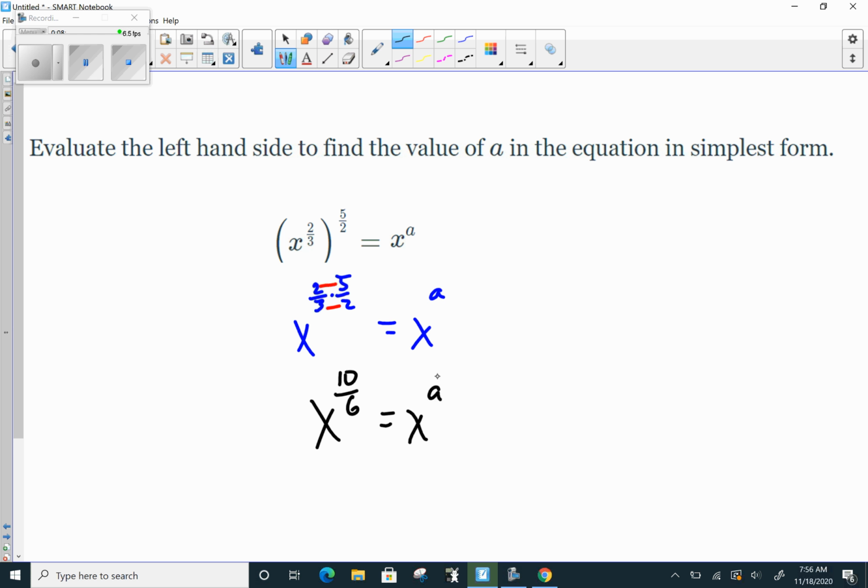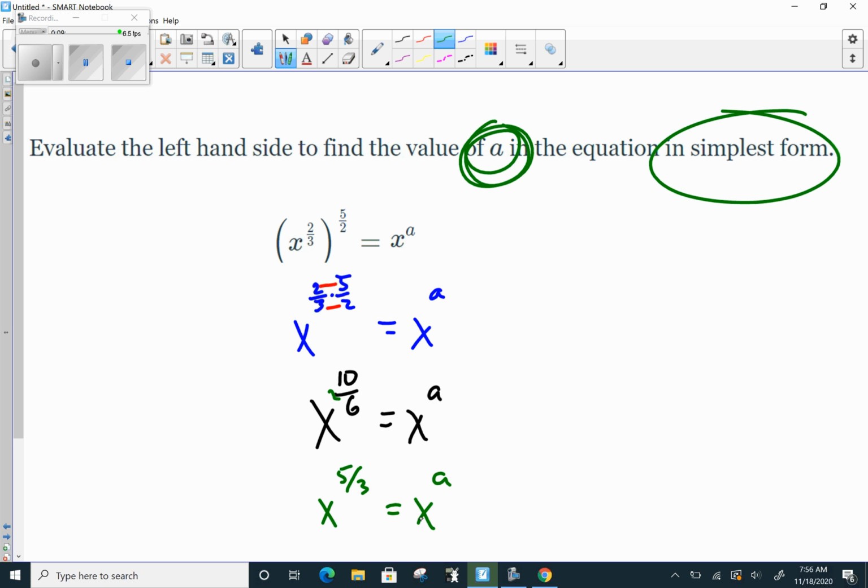This is not your final answer because it says in simplest form. So 10 over 6 can be reduced. Remember that 2 goes into both of them. So 10 divided by 2 is equal to 5, and 6 divided by 2 is equal to 3, is equal to x to the a. And our last step is just asking you, what is a? We don't care about what the whole thing is. So a is just matching. A is the exponent here. So the exponent here is 5/3. So final answer, a equals 5/3.